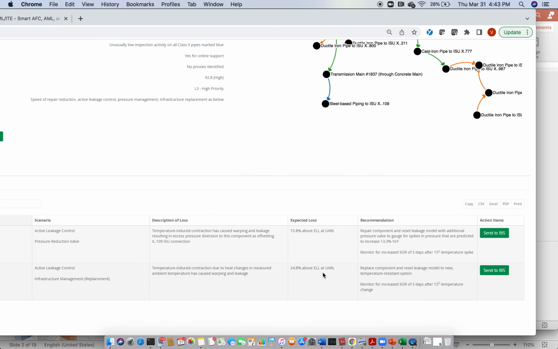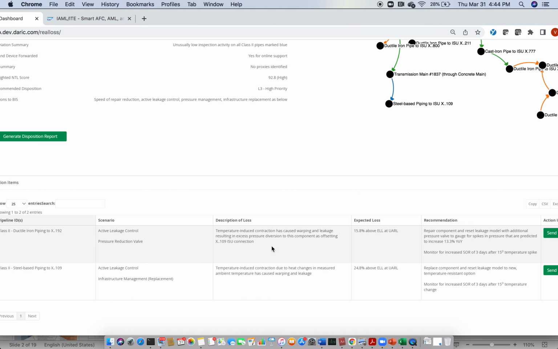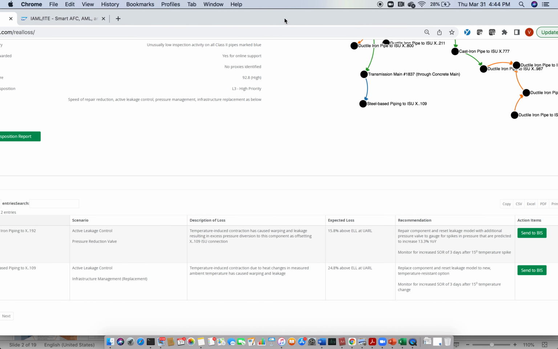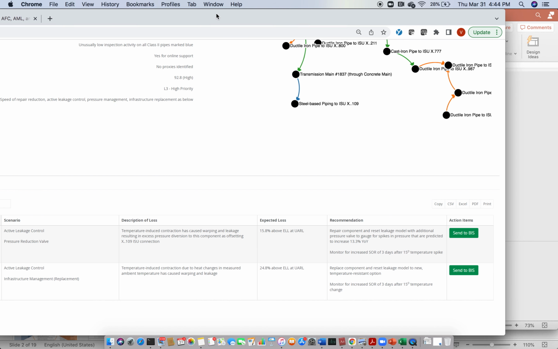Moreover, we can see that when compared against the unavoidable rate of loss and what is considered the economic level of loss, where you have losses that are not as expensive as the cost of repairing them, we are significantly above them for both of these situations, which are related. The temperature-induced contraction has caused warping and leakage, resulting in excess pressure diversion to this component, which is offsetting the connection. And in this case, the AI has picked up on a temperature-induced contraction due to a past weather event that has caused warping and leakage.